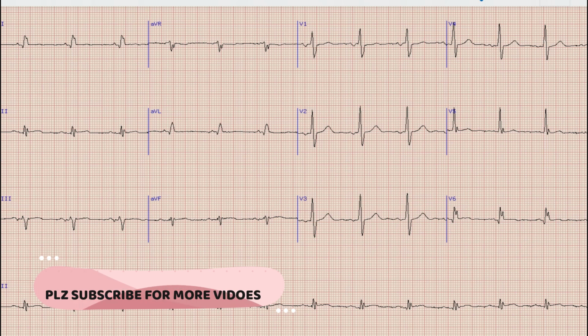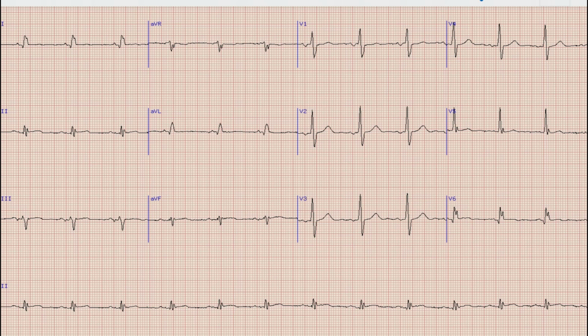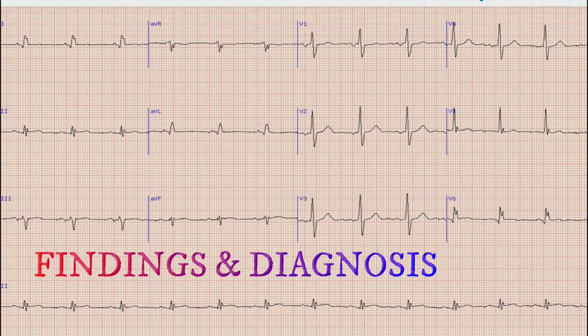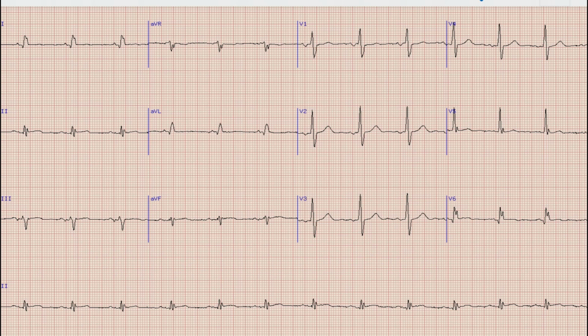This is the ECG which we are going to discuss today. This is the ECG of a 52-year-old gentleman who presented to the outpatient department. Before starting the discussion, as always, pause the video, note down the findings and diagnosis with yourself, and at the end of the video, compare your findings and diagnoses with what was discussed in this video. So let's begin the discussion on this ECG.